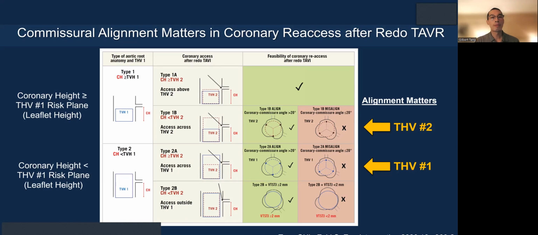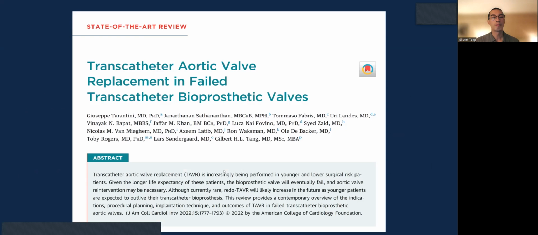Now, commissural alignment also matters in coronary access after TAVR in TAVR. If the first valve is a short valve and your second valve is a long one, then the commissural alignment of the second valve really matters because that will allow you to access the coronary. On the other hand, if you have a tall valve to start with and you put in a short valve, then you need to make sure the tall valve, the first valve, has good commissural alignment such that it would have easy coronary access, especially if a shorter valve is deployed inside.